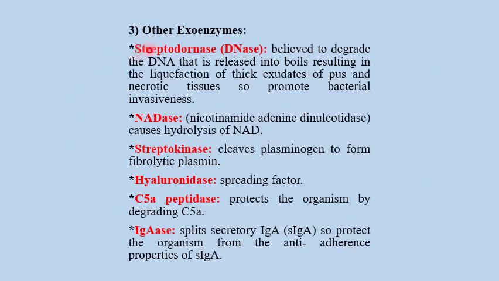Let's move on to other exoenzymes. We have Streptodornase. We will find that these enzymes also help in the spreading and invasiveness of the bacteria. As we said, this group of bacteria has a strong ability to be invasive. Streptodornase is an enzyme that lyses DNA, so we call it DNase. It is believed to degrade the DNA that is released into boils, resulting in the liquefaction of thick exudates of pus and necrotic tissues, so it promotes what? Bacterial invasiveness.